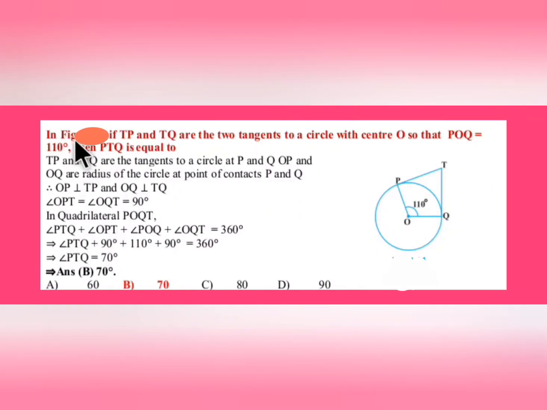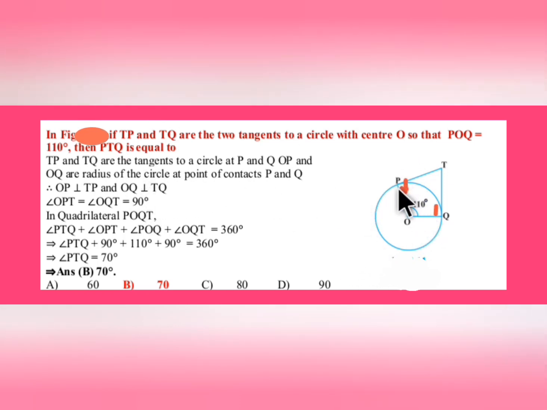Next question. In the figure, there is a figure given. If TP and TQ are two tangents to the circle with center O, so that POQ makes 110 degree, then PTQ is equal to. So we need to find the angle PTQ. The diagram is already given. Then we know that TP and TQ are the two tangents drawn from the point to the circle, hence they are equal. And also if you draw radius to join this point of tangent, this is perpendicular, and these two lines will be perpendicular. These 2 points we have to remember.